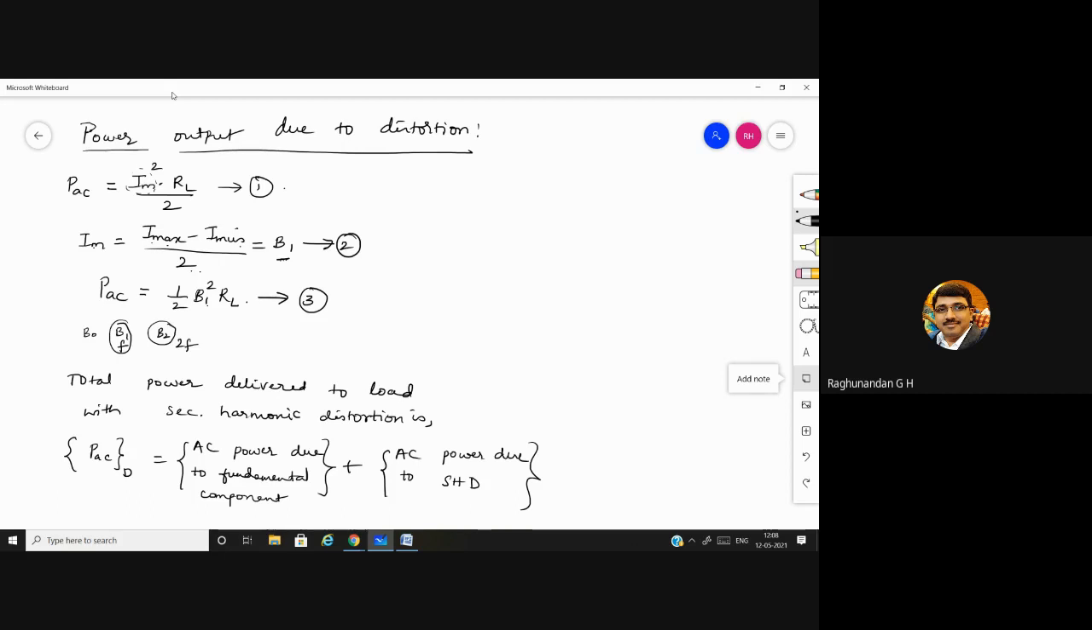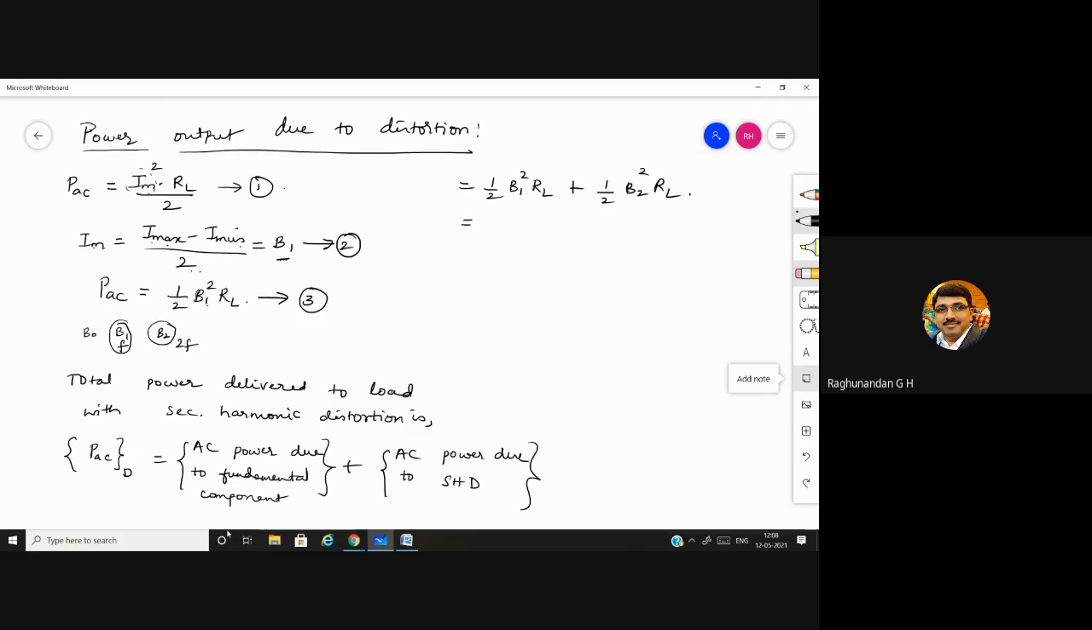If we write the AC power due to the fundamental component as half B1 square RL, how can we write a similar equation for the AC power due to second harmonic distortion? Half B2 square RL. Yes, good.